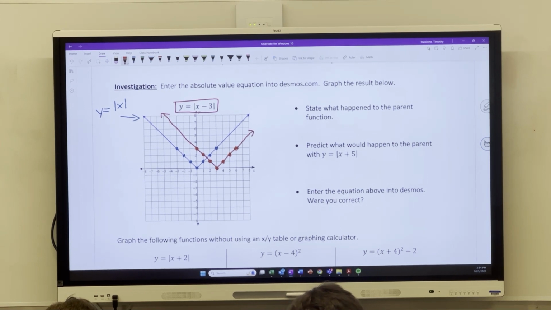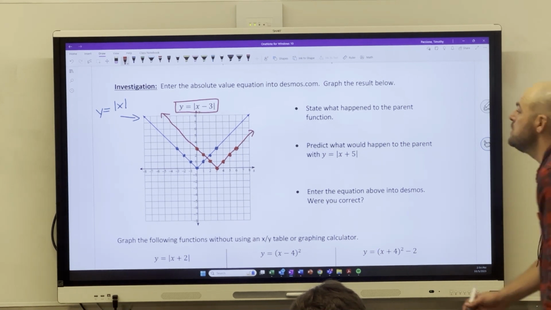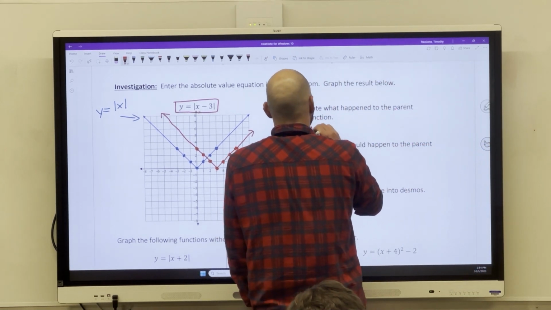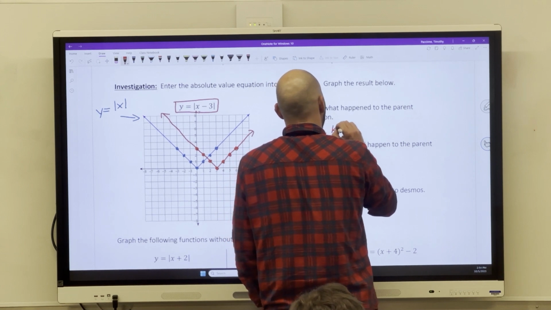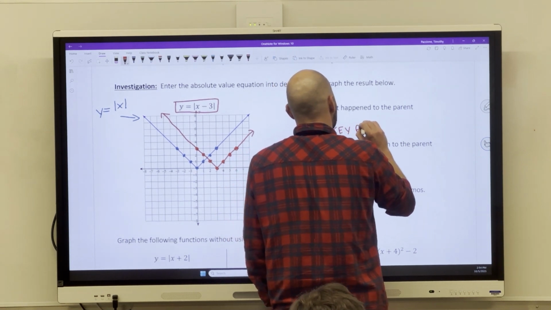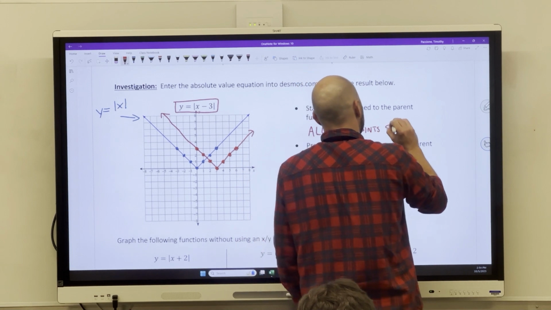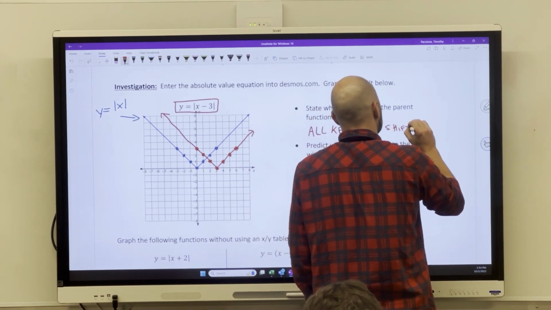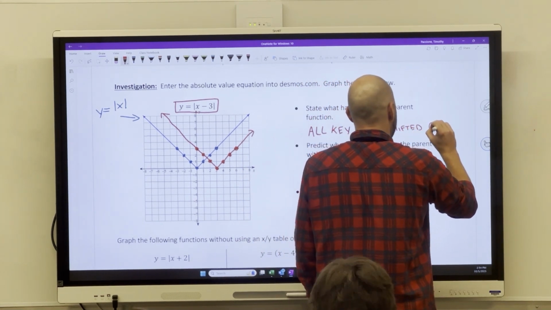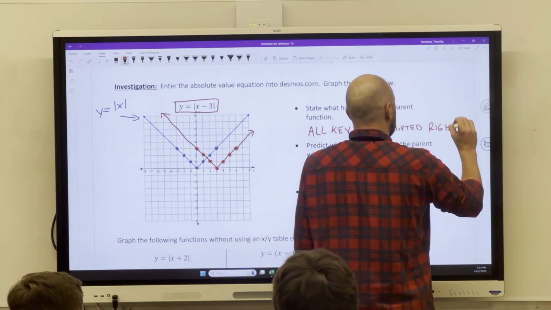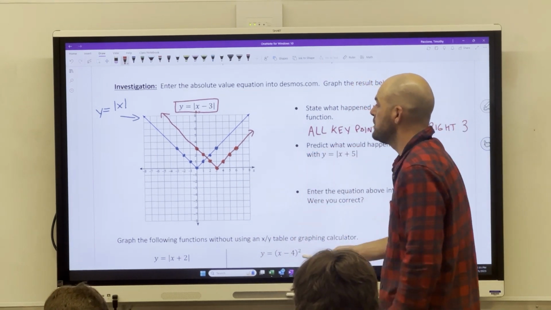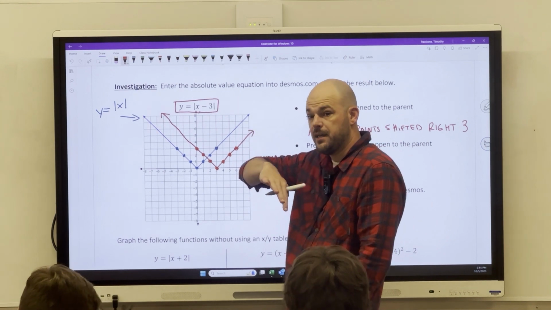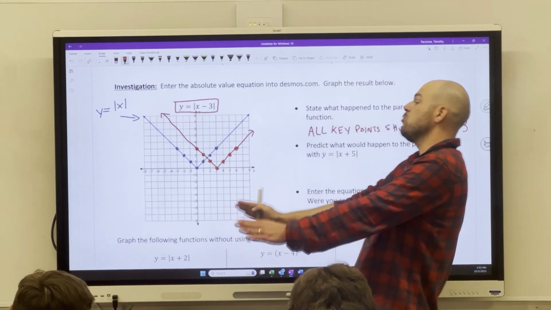Where did they go? They went to the right, right? So all my key points shifted right 3, okay? So I had x minus 3 on the inside, and then I went right 3.